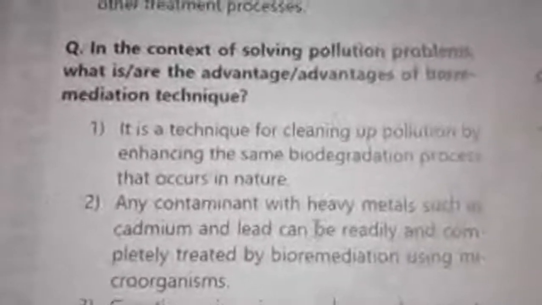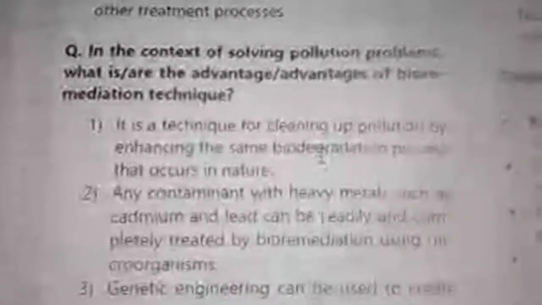Q. In the context of solving pollution problems, what are the advantages of bioremediation technique? 1. It is a technique for cleaning up pollution by enhancing the same biodegradation process that occurs in nature. 2. Any contaminant with heavy metals such as cadmium and lead can be readily and completely treated by bioremediation using microorganisms. 3. Genetic engineering can be used to create microorganisms specifically designed for bioremediation. Select the correct answer using the code given below. A. 1 only. B. 2 and 3 only. C. 1 and 3 only. Answer: C. 1 and 3 only.